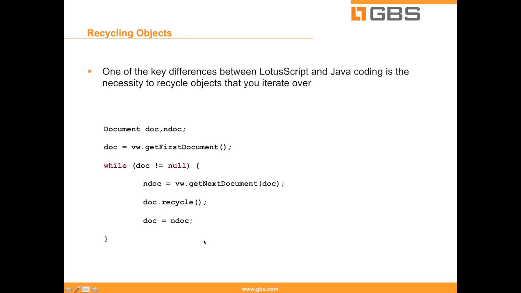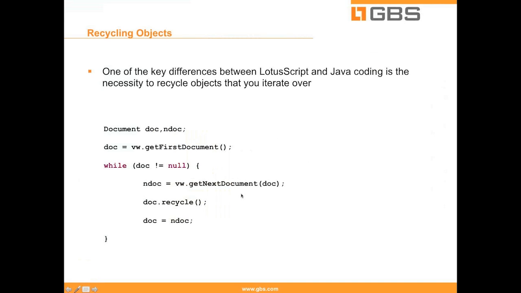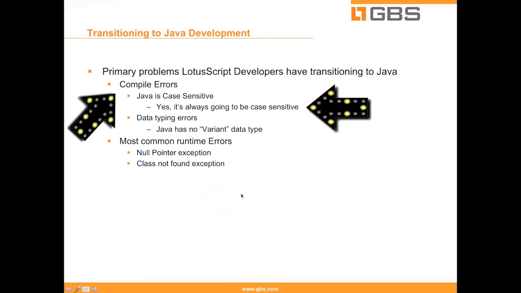But if you're iterating over any type of object, whether it's items, documents, databases, or views, then you want to call recycle, because all the Domino objects have that recycle method. Okay? You don't want to over recycle. You want to be really, really careful about doing things like recycling your session. That's bad. But definitely call it against documents. If you do that one thing, then you're going to find that your Java code is going to perform as efficiently as your Lotus script code.